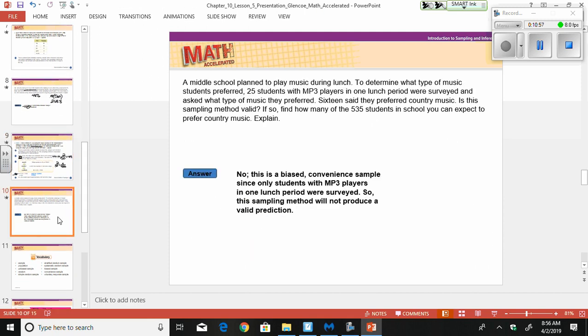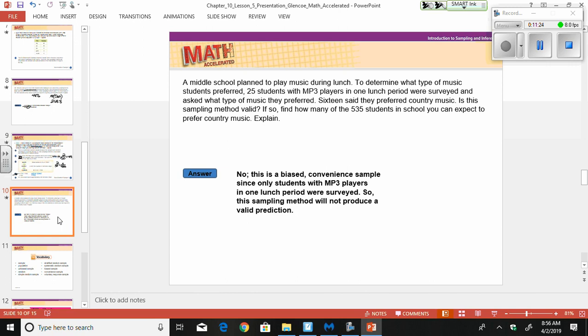A middle school planned to play music during lunch. To determine what type of music students preferred, 25 students with MP3 players in one lunch period were surveyed and asked what type of music they preferred. You should already be able to tell me how biased this is. 25 students, they had to have an MP3 player, and it was during one lunch period. When they have multiple lunch periods, this is so biased. It's a convenient sample. Someone didn't really want to do their job.